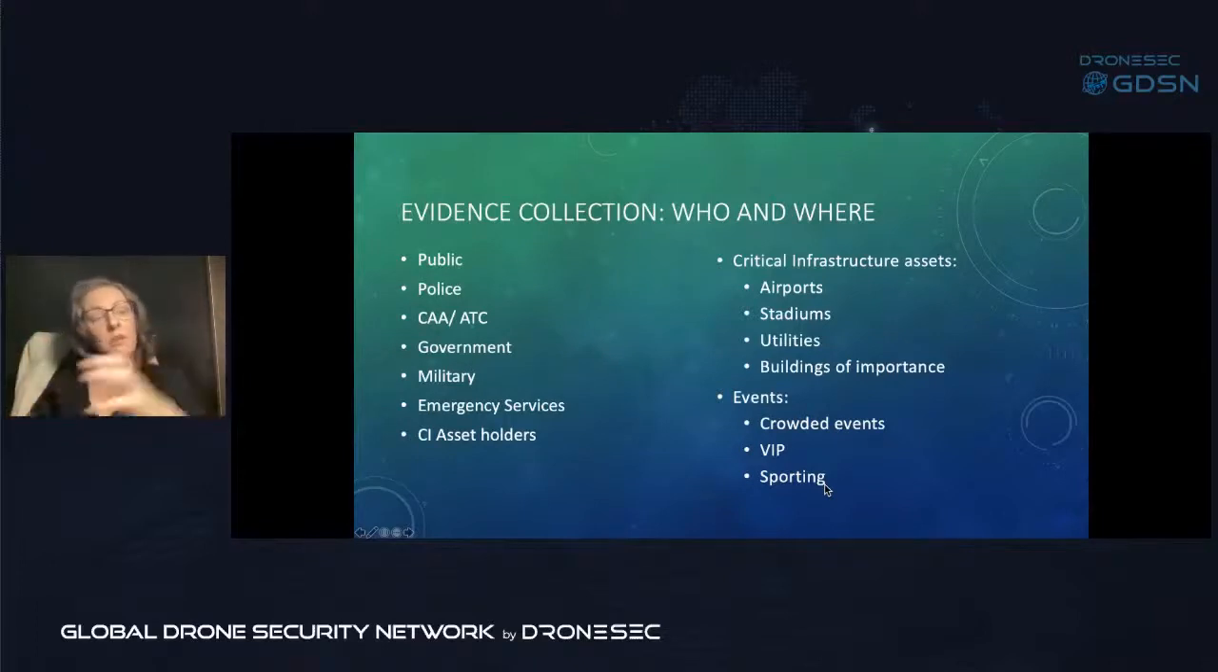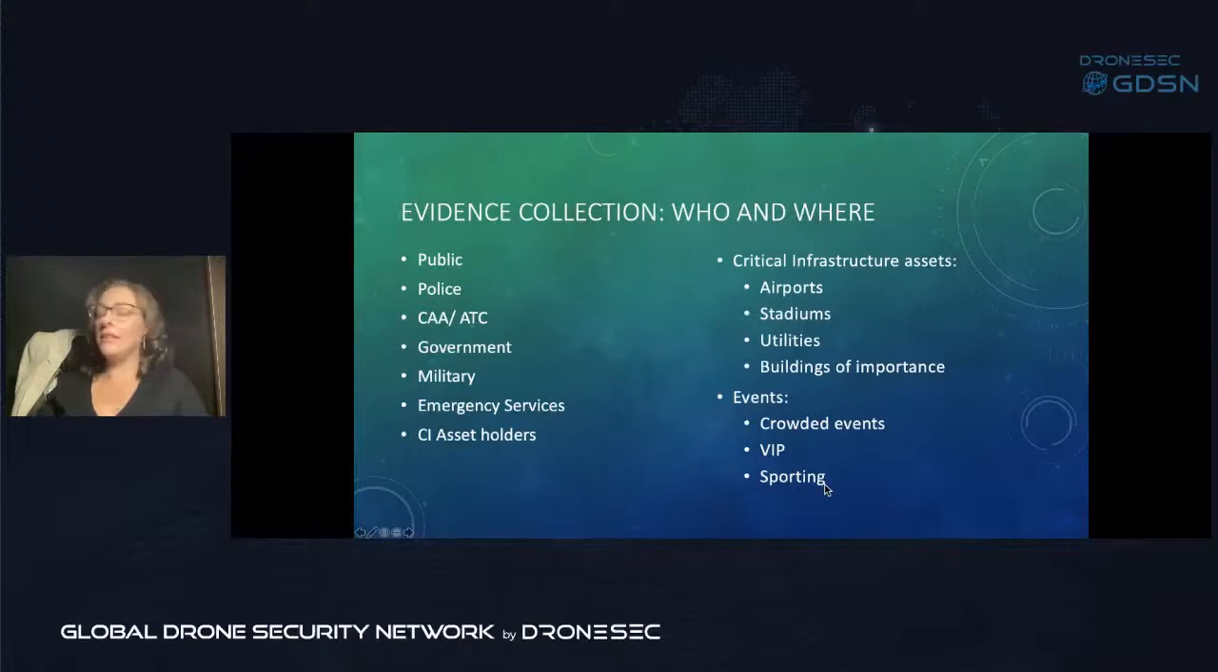That is where we capture with Drone Detectives. Then you have the more authoritative people and organizations which will capture. This is the police, the civil aviation authorities. If you're with an airport, it's going to be air traffic control, government, military, emergency services, and definitely critical infrastructure asset holders. Depending on what asset is being attacked or has the incursion will depend on who would generally have the authority to investigate. But these are some high-level players in collecting the data and the evidence.